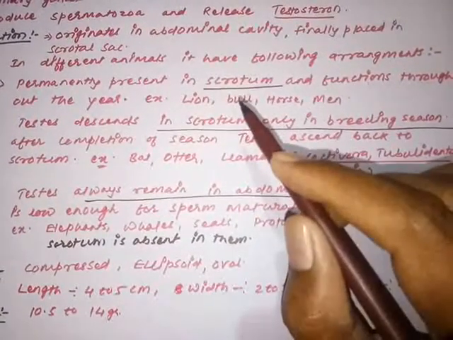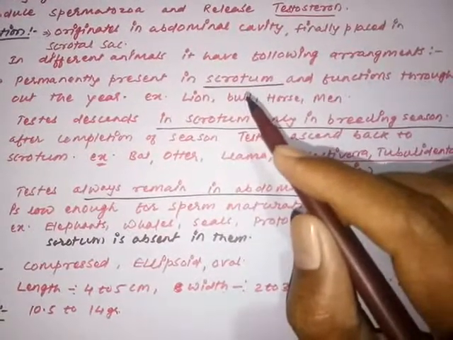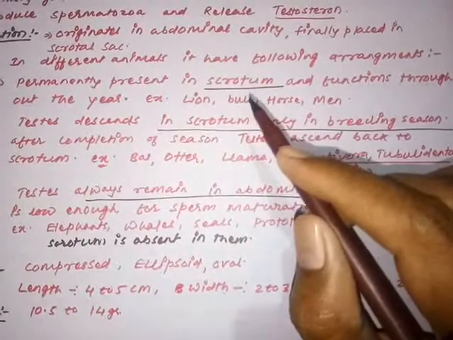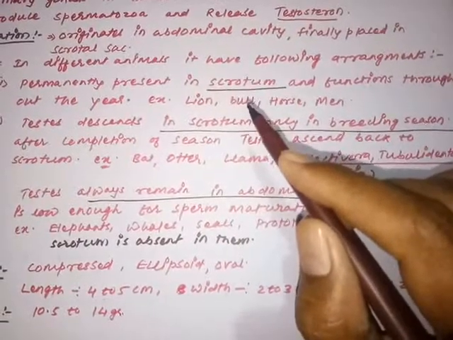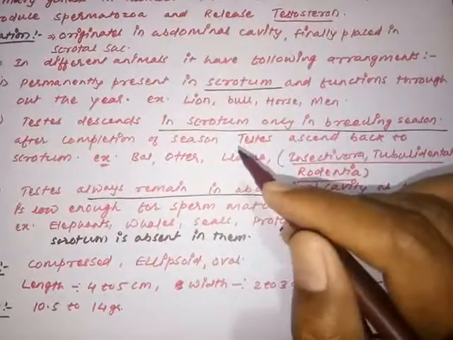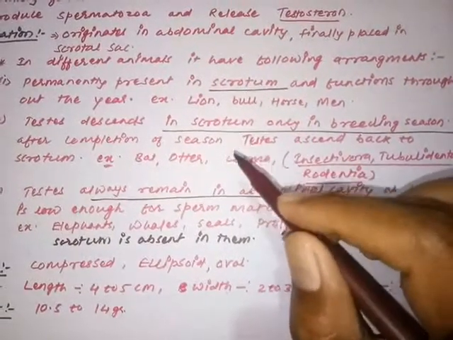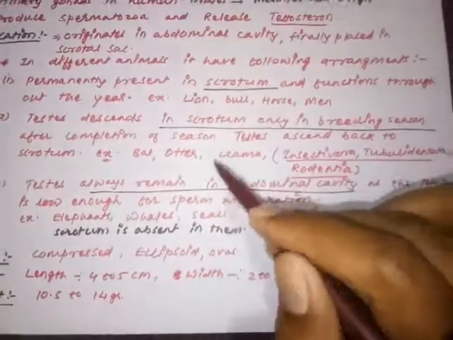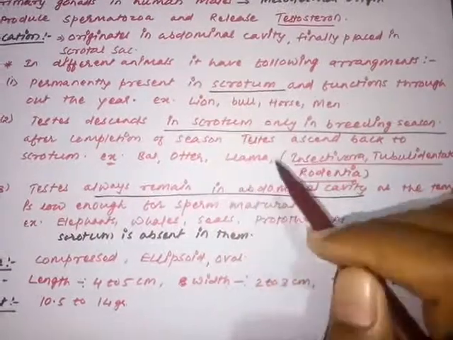पहला क्या था, हमेशा scrotal में रहेगा so that it could function throughout the year, and the organisms who are having this are the continuous breeder. दूसरा condition ये था कि the testis will come into the scrotum only in the breeding season और बाद में वापस चला जाएगा in the abdominal cavity. Example अगर हम इसका देखते हैं तो bat, otter and llama.